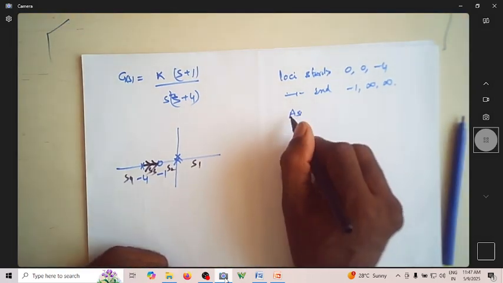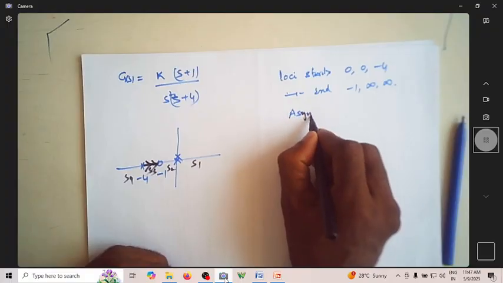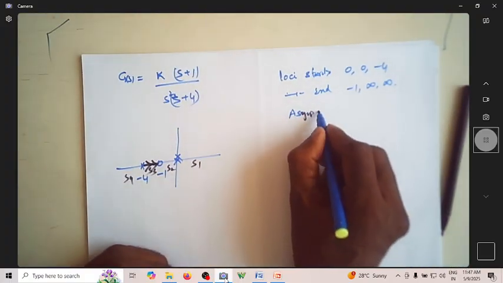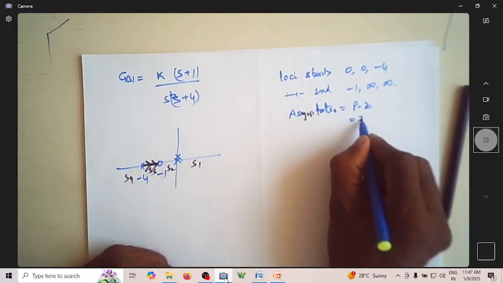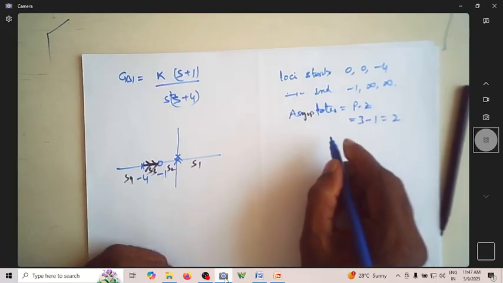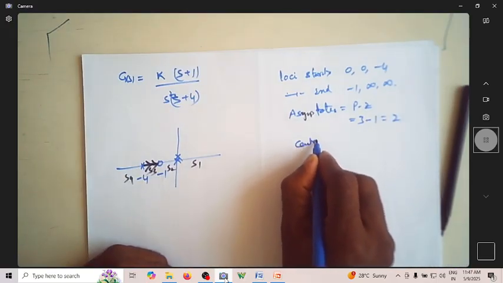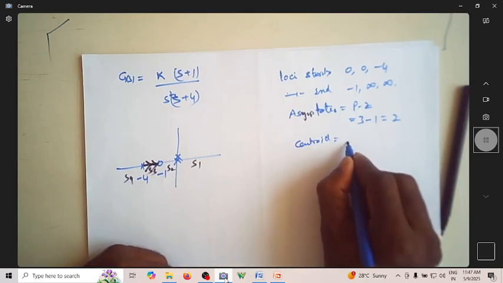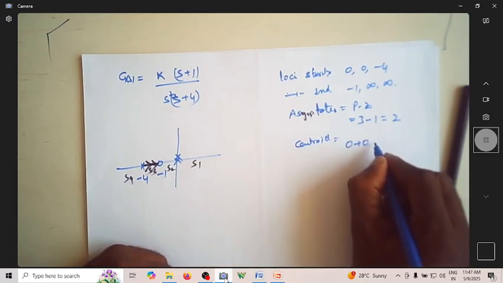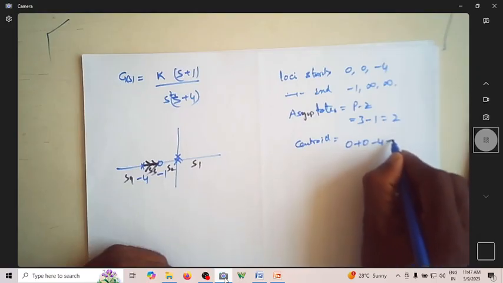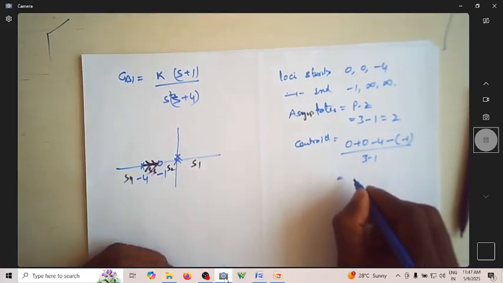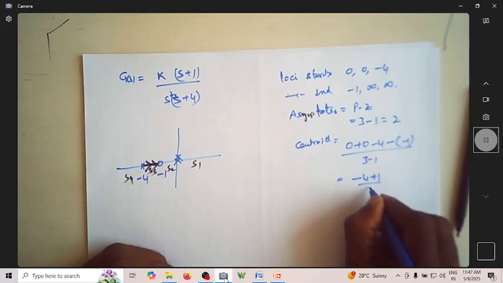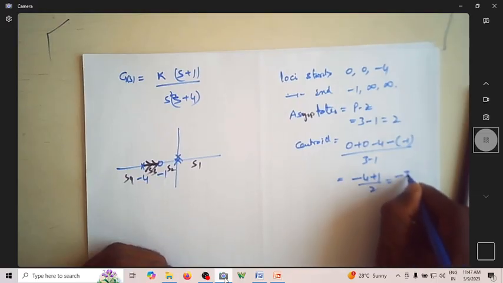And number of asymptotes. The number of asymptotes is p minus z, which is nothing but 3 minus 1, which is 2. So the centroid is (0 plus 0 minus 4 minus of minus 1) by (3 minus 1). So it is now minus 4 plus 1 by 2, which is minus 3 by 2, which is minus 1.5.